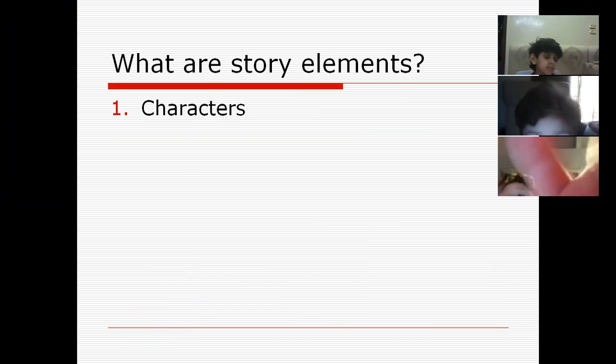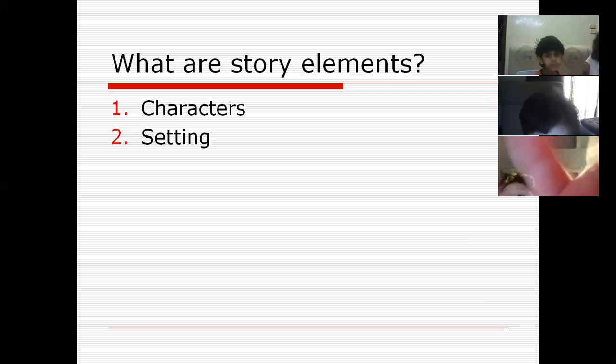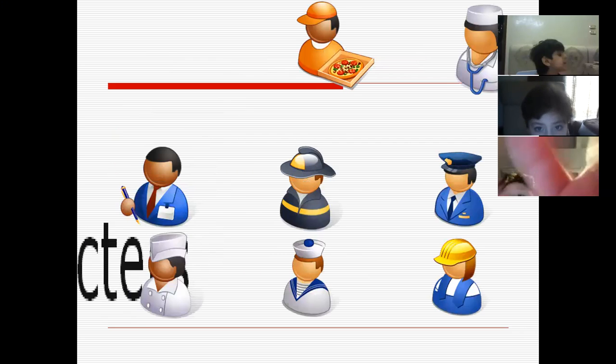So the first element is characters. The characters are the people and animals in the story. The setting, where did the story take place? That means it will tell us about the place and the time. The problem, sometimes the characters in the story are facing problems, and the solution, how did they solve this problem?